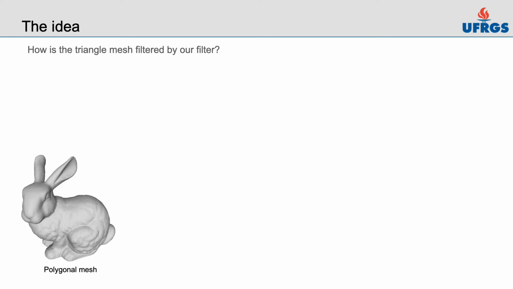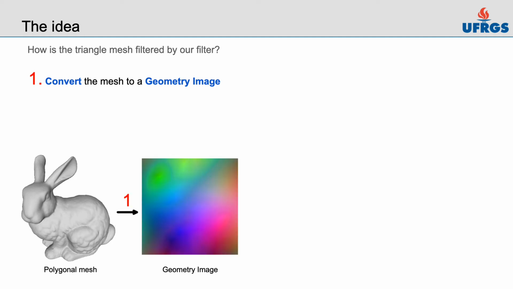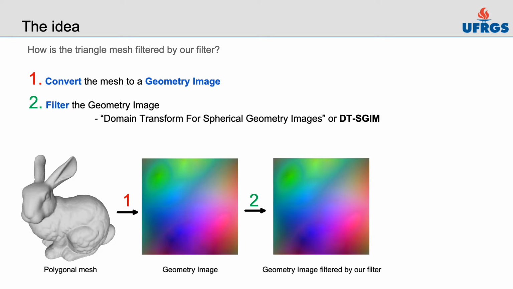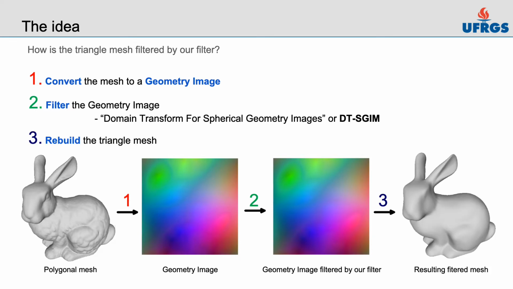How is a triangle mesh filtered by our filter? The first step is to convert the mesh to a geometry image. We will describe what geometry images are in more detail later, but for now, it is enough to know that they are images capable of representing a mesh. You can see here how a geometry image looks like. The second step is to filter the geometry image. This is done by our filter. The result of this step is another geometry image. The resulting geometry image can then be decoded as a triangle mesh for rendering.